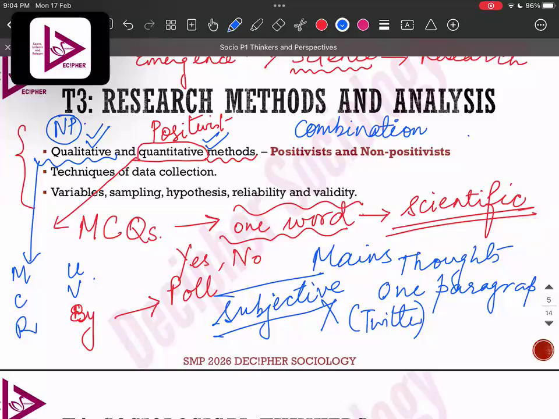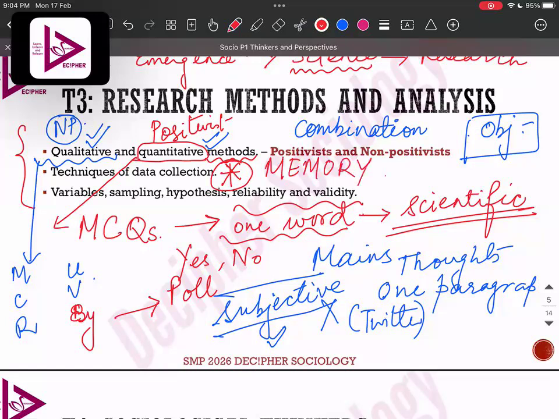Because what happens, suppose I use only an objective method, right? Yes, no. I did not go for subjective method. Later on, I might feel that my conclusion may be wrong. So both the methods I'm going to use, or perhaps a combination of methods I'm going to use. In the second part, this part, this is total memory based.